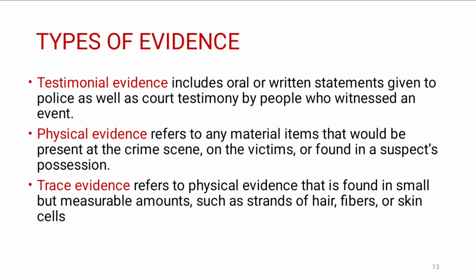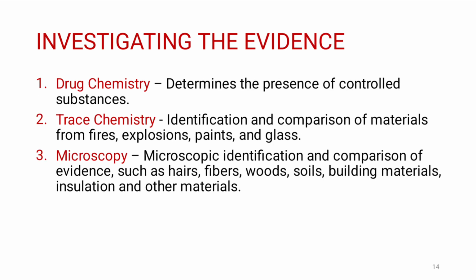And then there is trace evidence, which is any physical evidence that is found in small but measurable amounts, such as strands of hair, fibers, skin cells, and so on. You might also collect samples for drug chemistry, as we shall see in the section on forensic toxicology, and this will help you to determine the presence of controlled substances like cocaine and maybe even alcohol.